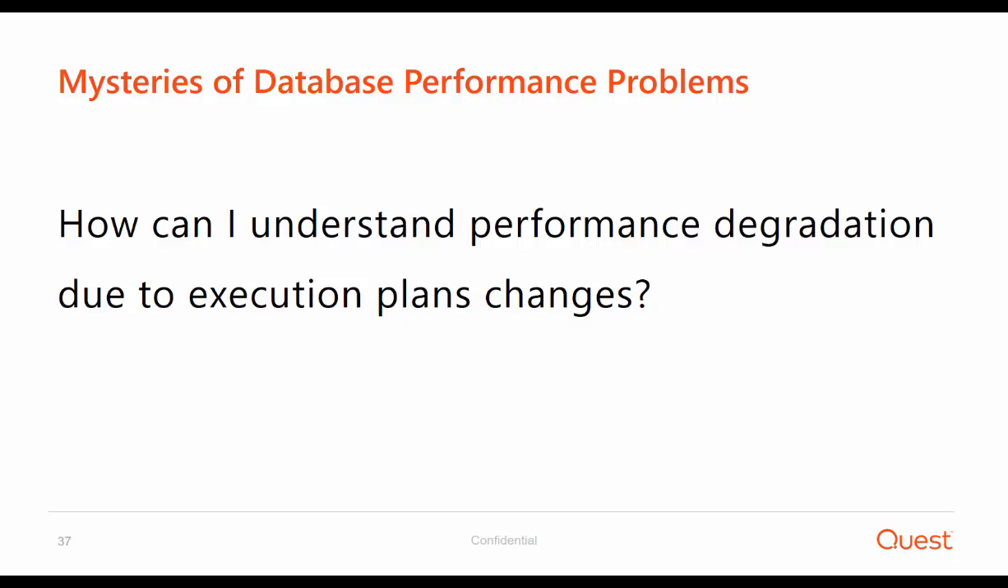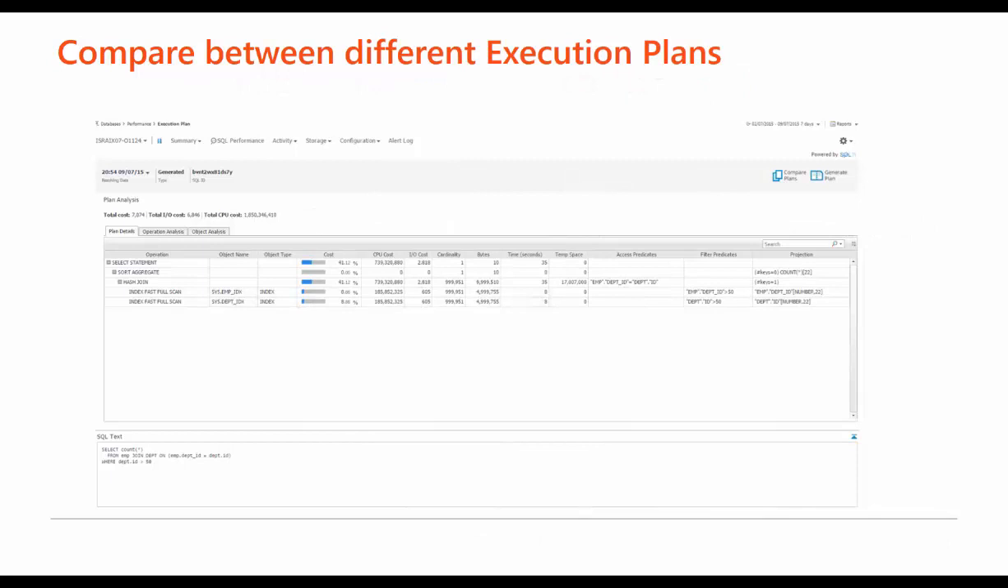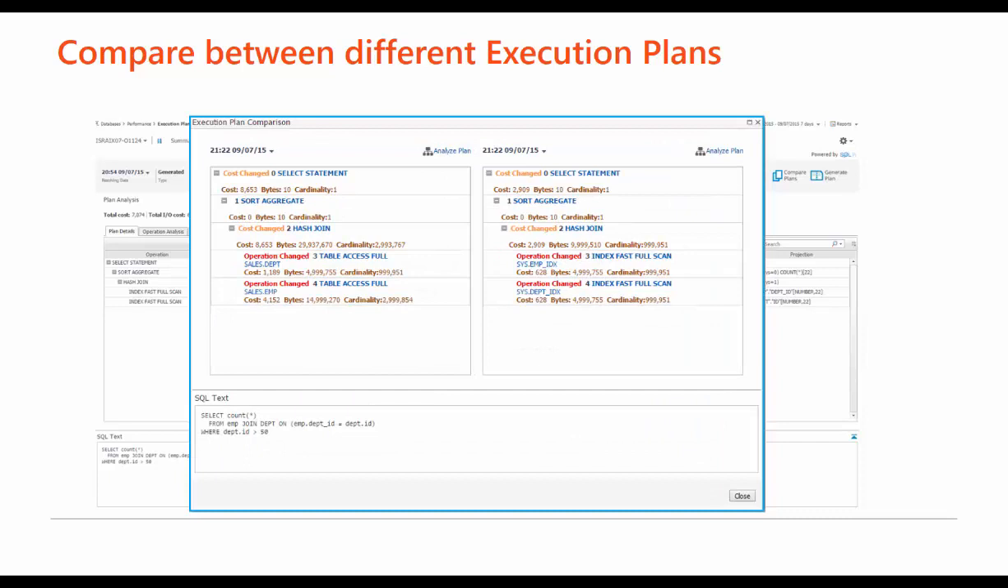Next challenge, also related to execution plans, is how can I, as a DBA, understand performance degradation due to execution plan changes? Foglight Performance Investigator not only collects execution plans and stores them historically in the repository, it can also show you a comparison between executions of the same SQL statement or batch. In this case, we can see two execution plans, and as you can see, we highlight the changes.